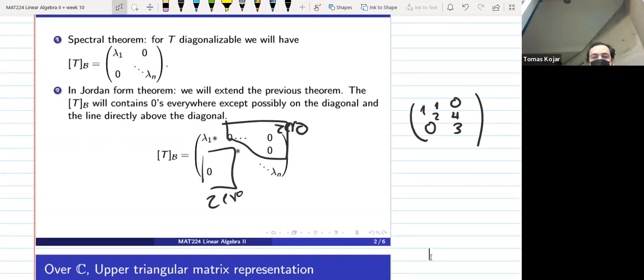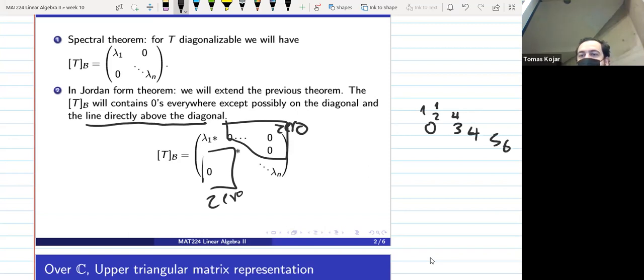Wait, what happened? No, it's just above the diagonal. How do I make it bigger? Let me put more entries. You see, above the diagonal. So, 4, 5, 6, and then 0, 0, 0, 0, 0. Okay?